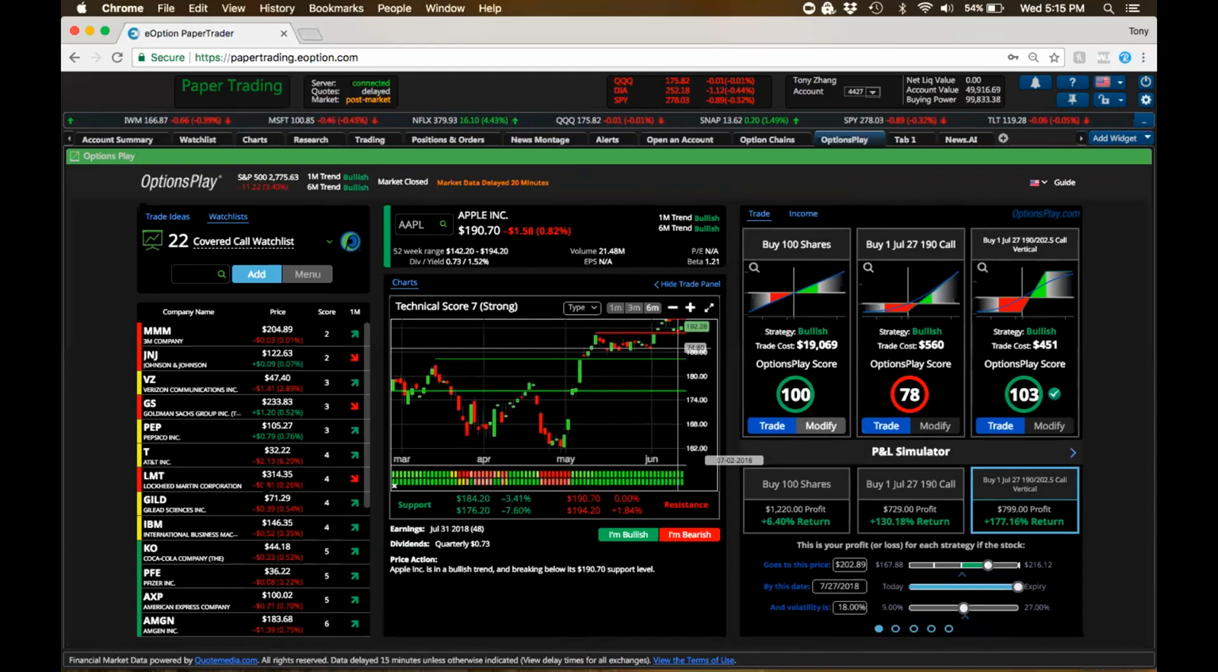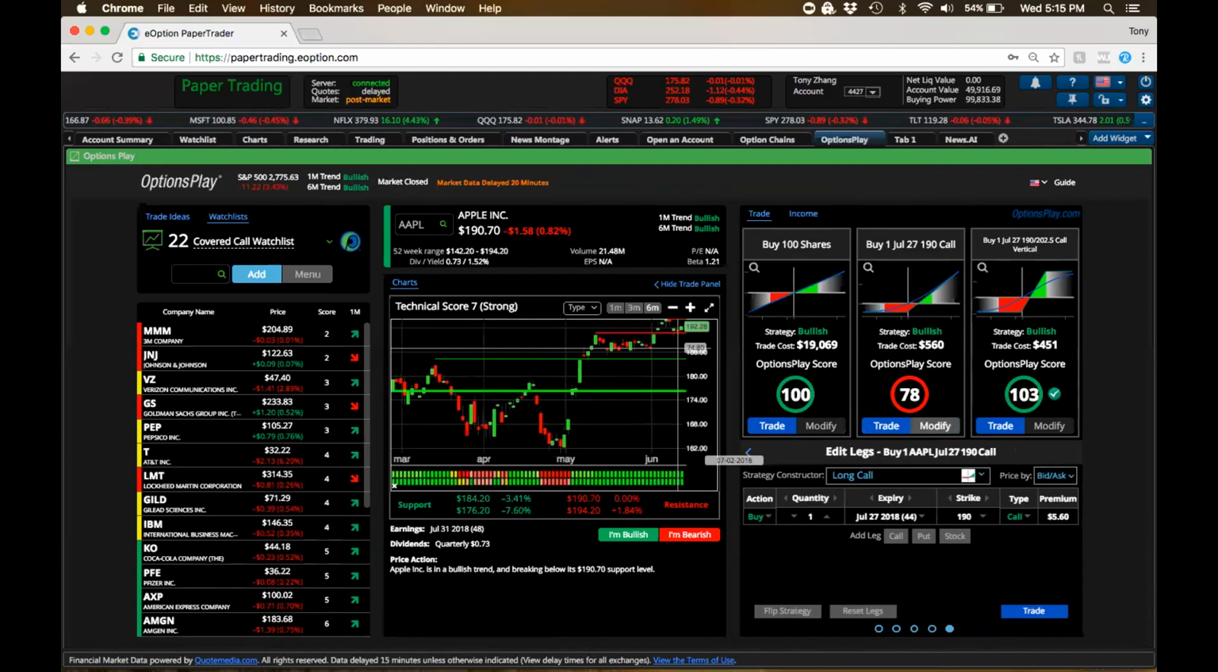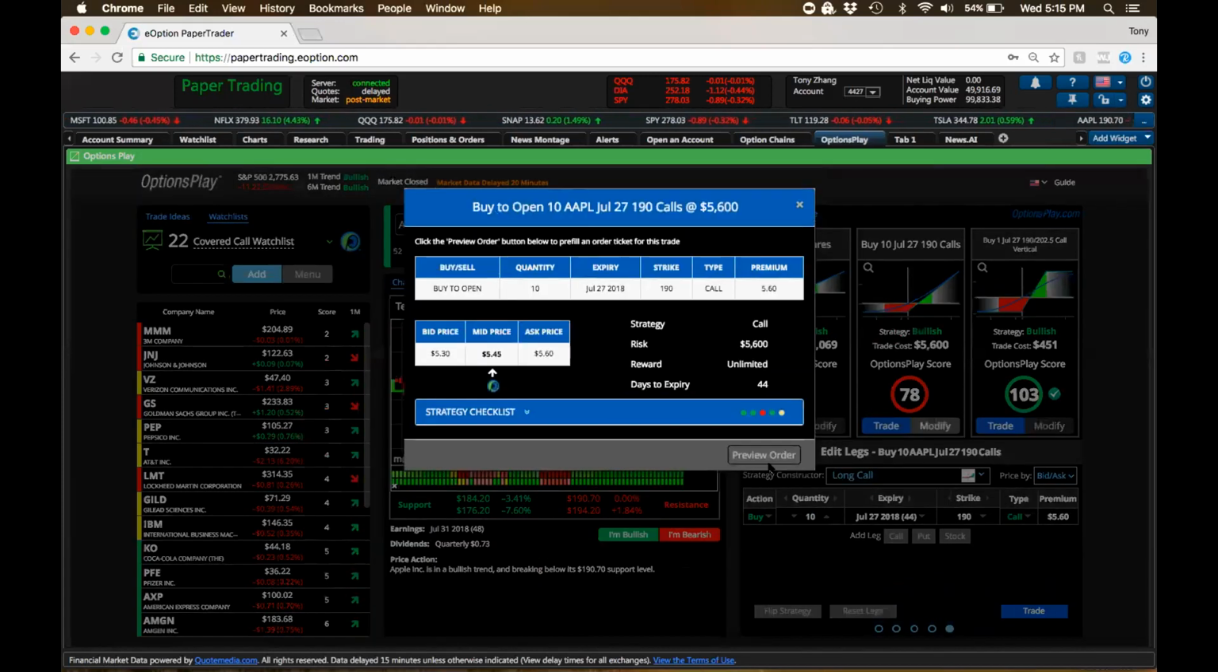What if you want more than 1 or 2 contracts? Then you can click on modify and you can change the quantity, or you can just type it in. So if you want 10 contracts, type it in and then click on the trade button and it will pre-fill that order for you with 10 contracts.